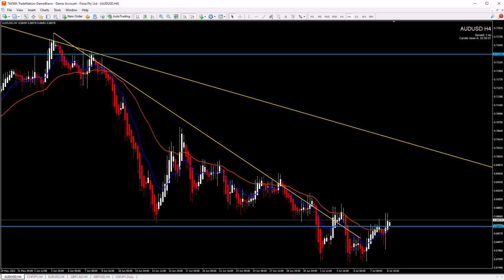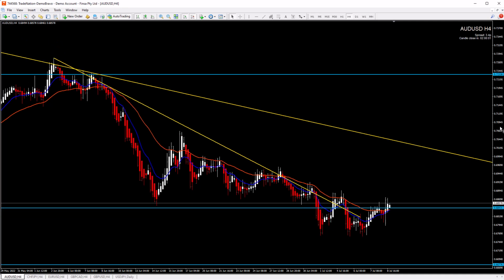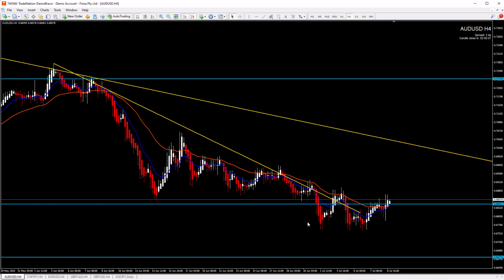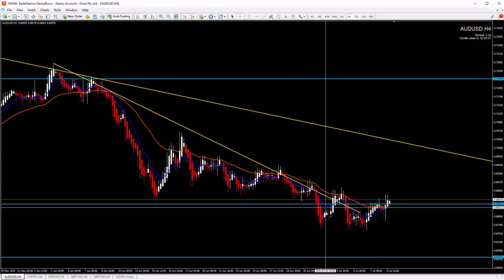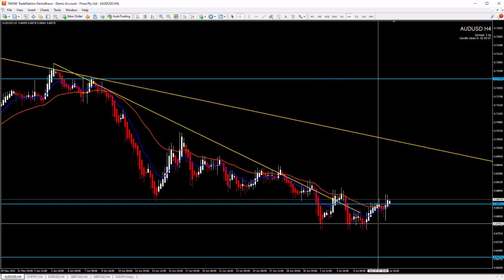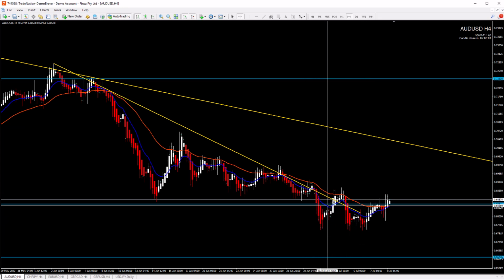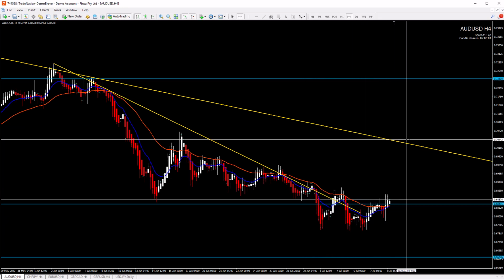So let's start with our analysis. First pair is Aussie dollar, US dollar, and as we see, price is currently ranging around the support zone. Last time we spoke about a potential breakout and continuation, and price broke it, but there was no continuation, or possible retracements to this level.